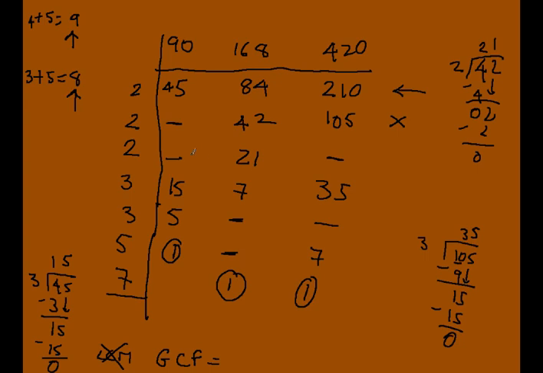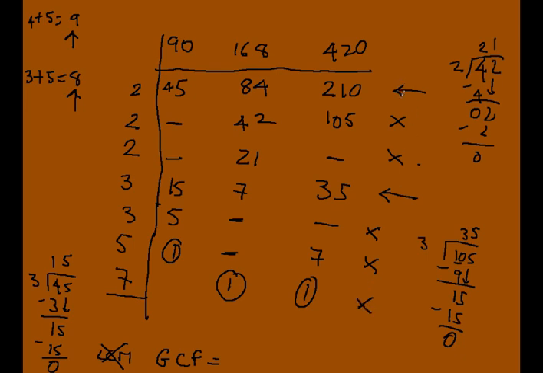Do we have a number in every spot here? No. This line is not good. Do we have a number in every spot here? Yes. This line is good. Do we have a number in every spot here? No. Do we have a number in every spot here? No. Do we have a number in every spot here? No, because there's nothing here.